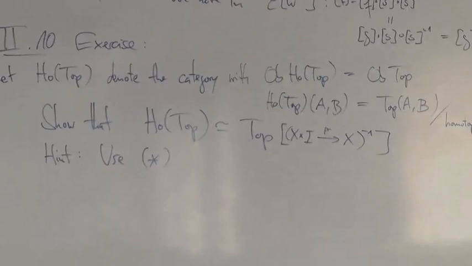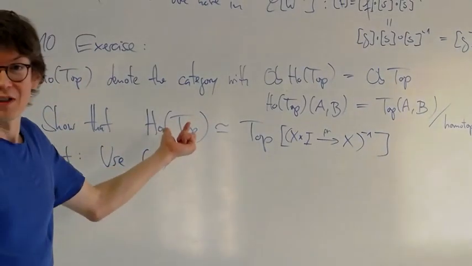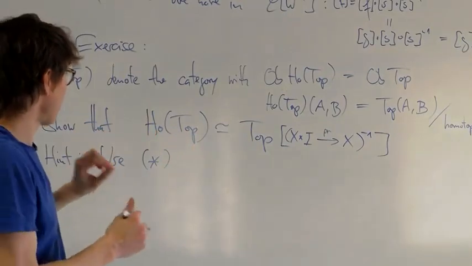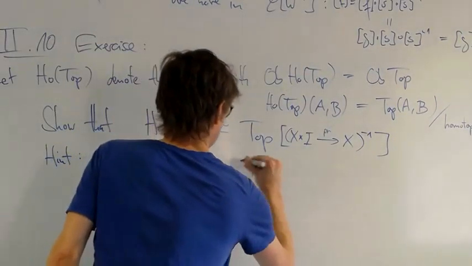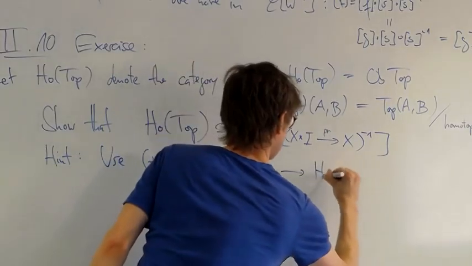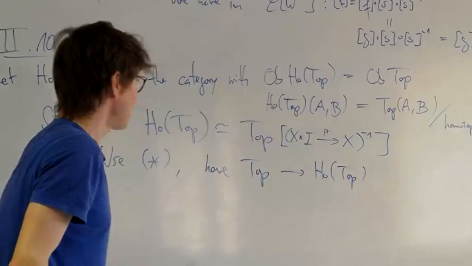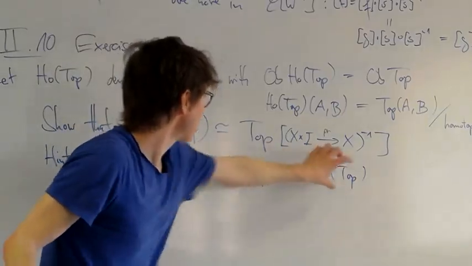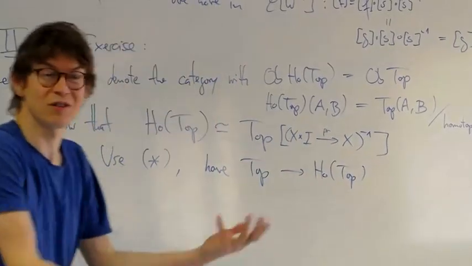So the point is, a further hint: this homotopy category has itself a universal property. We have a projection functor from Top to Ho(Top), which just identifies homotopic maps. And it has a universal property, namely, it's the initial functor among all functors which identify homotopic maps. That's the quotient thing.